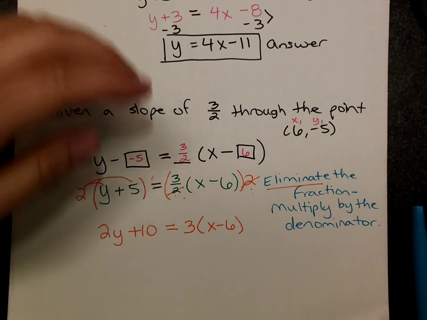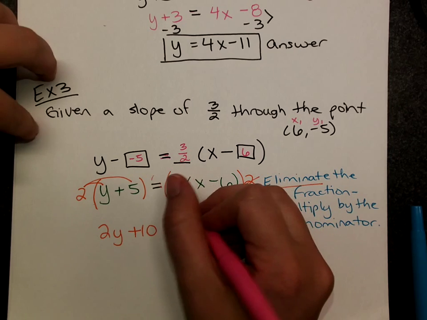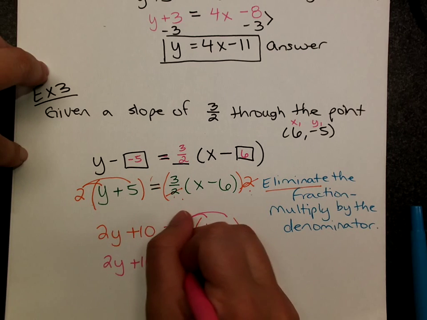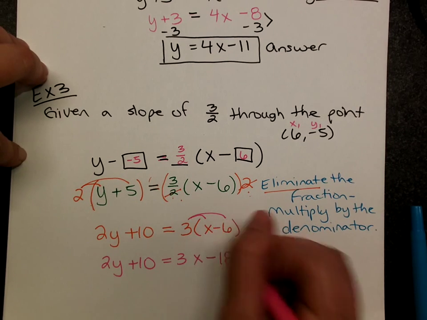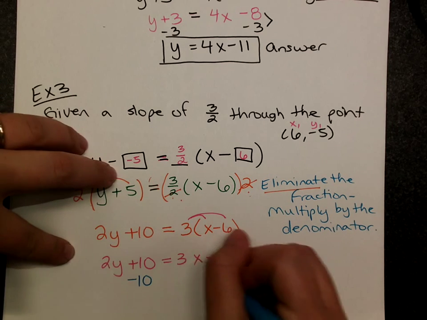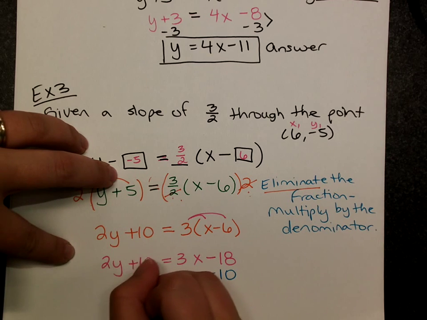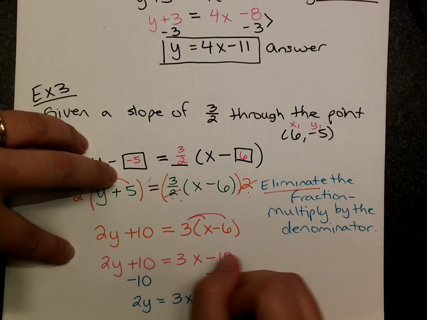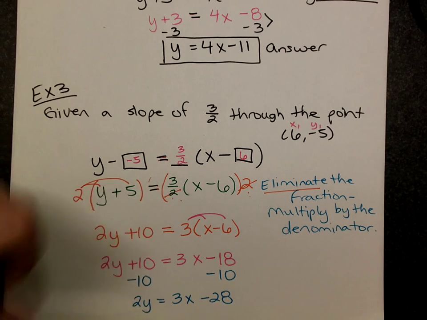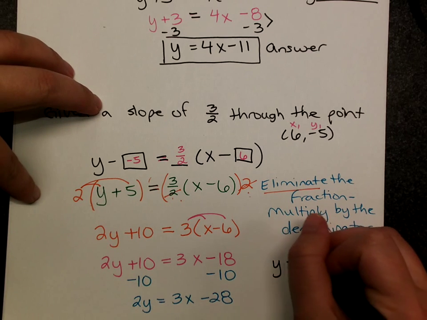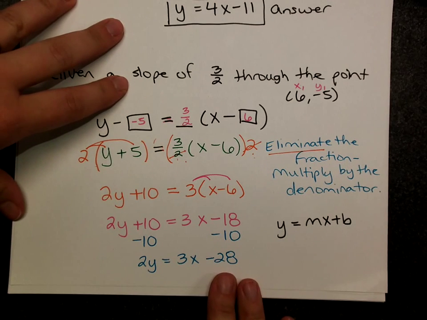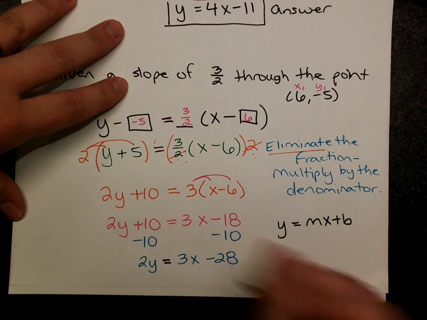Now, our job's a little easier. We will go ahead and distribute that 3 just like before. 2y plus 10 equals 3x minus 18. We will move the constant, minus 10, minus 10. This time we have 2y equals 3x minus 28. Remember, we're trying to get it into y equals form. We're trying to get y equals mx plus b. We're almost there. We have 2y equals 3x minus 28.